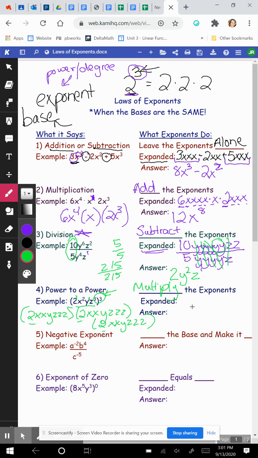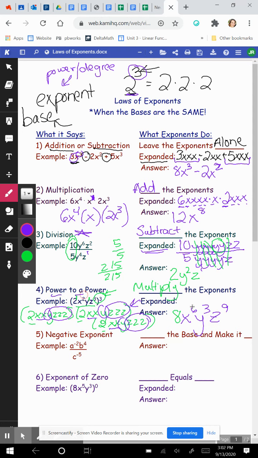So if I got my answer from the expanded, I would look at 2 times 2 times 2 is 8. 2 times 2 is 4, times another 2 is 8. 1, 2, 3, 4, 5, 6 x's. 1, 2, 3 y's. And then 3, 4, 5, 6, 7, 8, 9 z's. Okay, so that's the expanded over there.